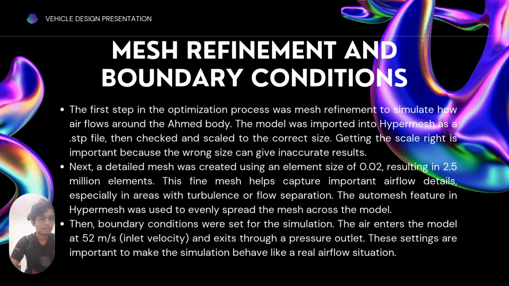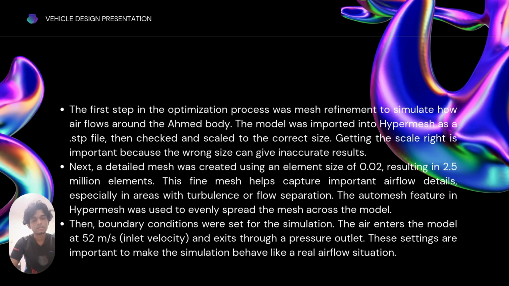And lastly, boundary conditions were set for the simulation. The air enters the model at 52 meters per second inlet velocity and exits through a pressure outlet. These settings are important to make the simulation behave like a real airflow situation.